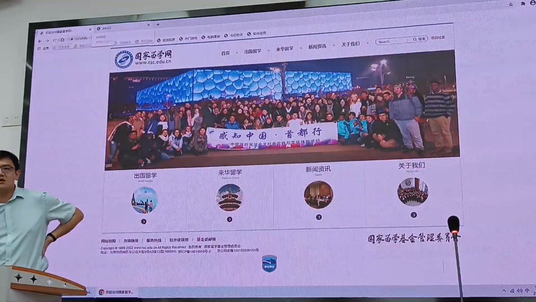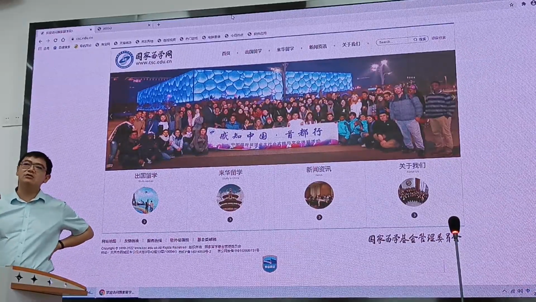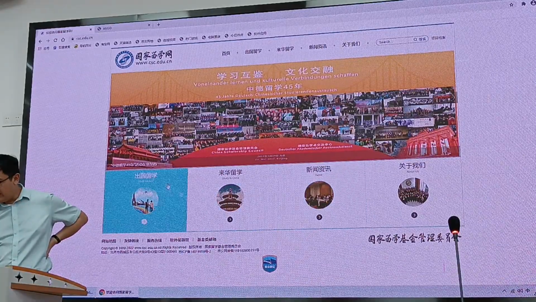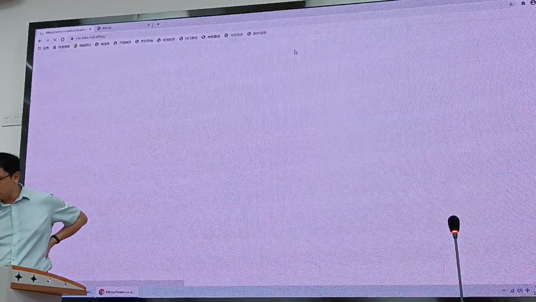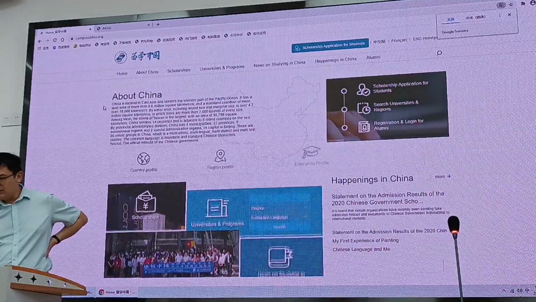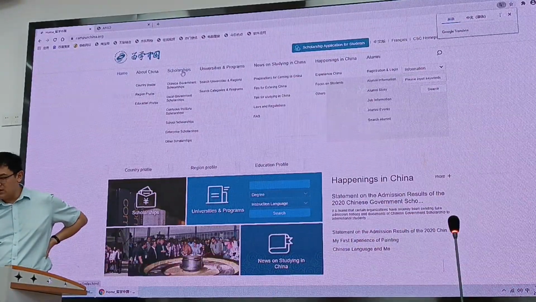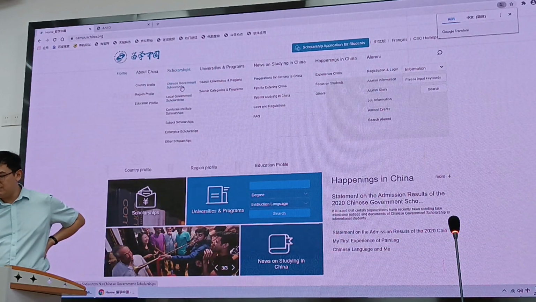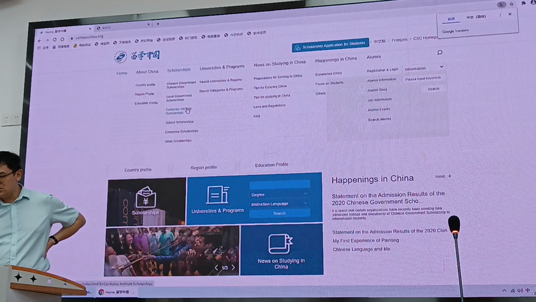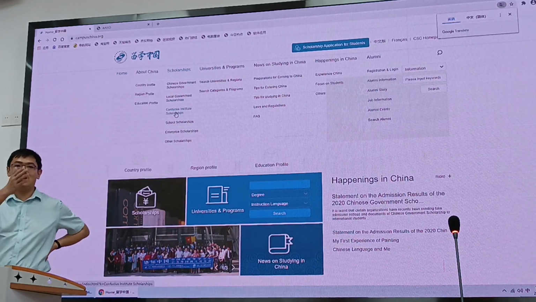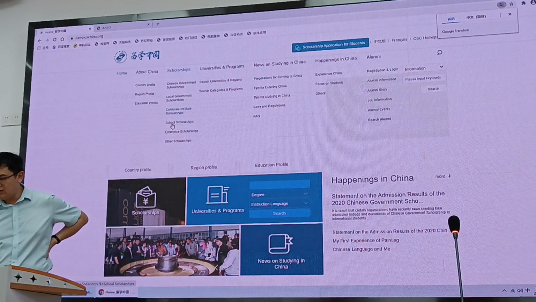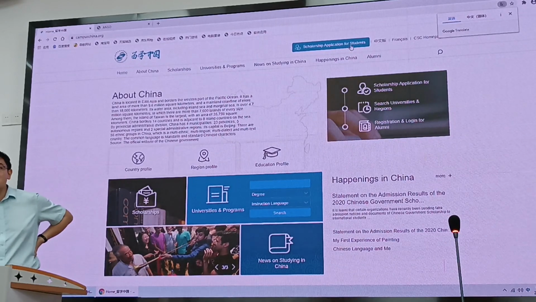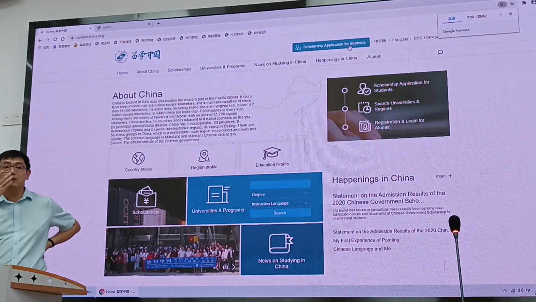This is what we call the China Scholarship Council, and they accept not only students but also short-term scholars. You can click here to China. You will see there are a lot of scholarships for different levels, like governmental and local government institution scholarships. For instance, you can apply for an institution scholarship, and also a school scholarship. You will also see scholarship applications for students, but some are still open for others.